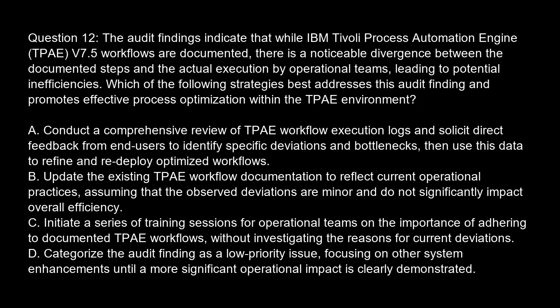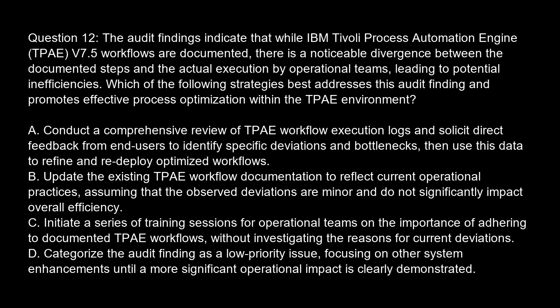Question 12. The audit findings indicate that while IBM Tivoli Process Automation Engine (TPAE) v7.5 workflows are documented, there is a noticeable divergence between the documented steps and the actual execution by operational teams, leading to potential inefficiencies. Which of the following strategies best addresses this audit finding and promotes effective process optimization within the TPAE environment?